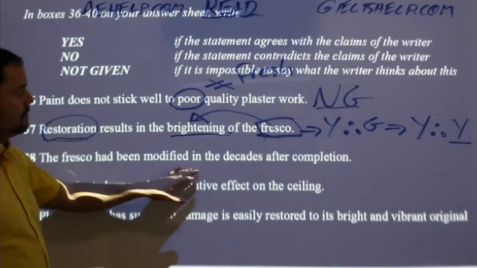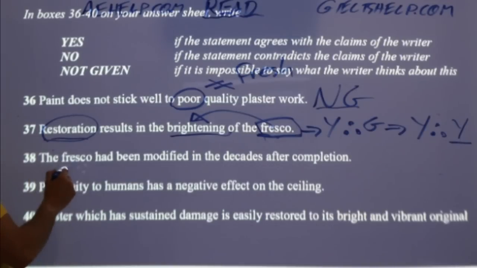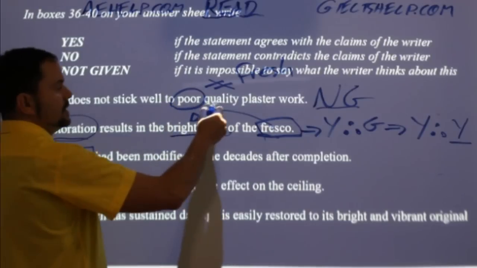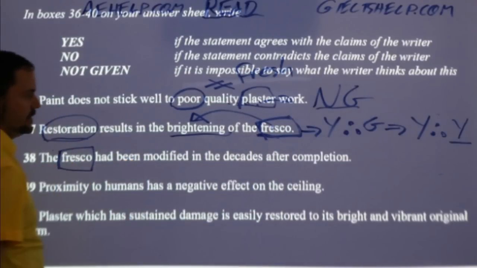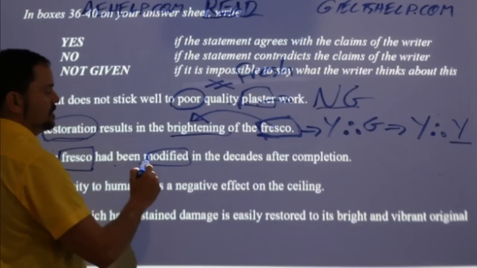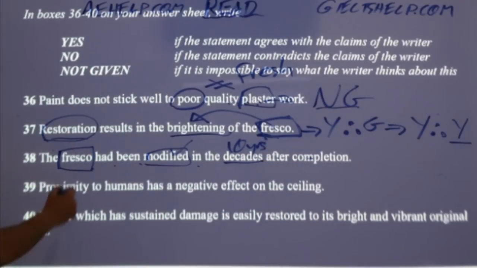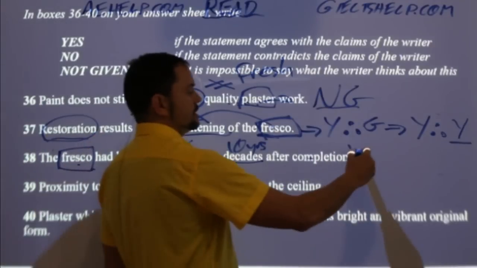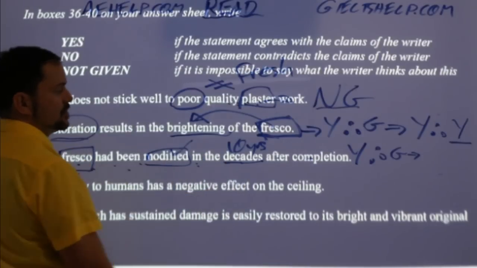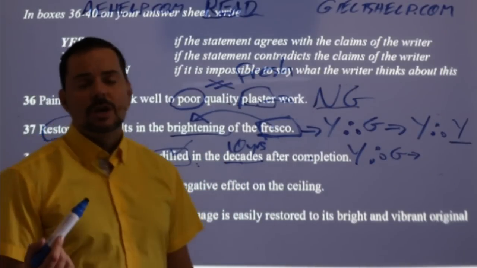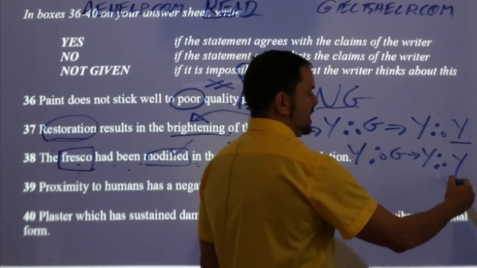38, the fresco had been modified in the decades after its completion. Is it important? Again, we're talking about the painting. Another reason I know the previous one was not given is because we were talking about the plaster, which is more detailed. Here we're talking about the fresco, the actual painting. Modified means changed. Decades means 10 years, after it's done. Is this important, talking about the Sistine Chapel? Yes. Therefore, it's given. Is it true that there were changes after it was finished? Yes. I had a clear picture in my mind of those fig leaves, those tree leaves that were added. So, yes. Therefore, yes.